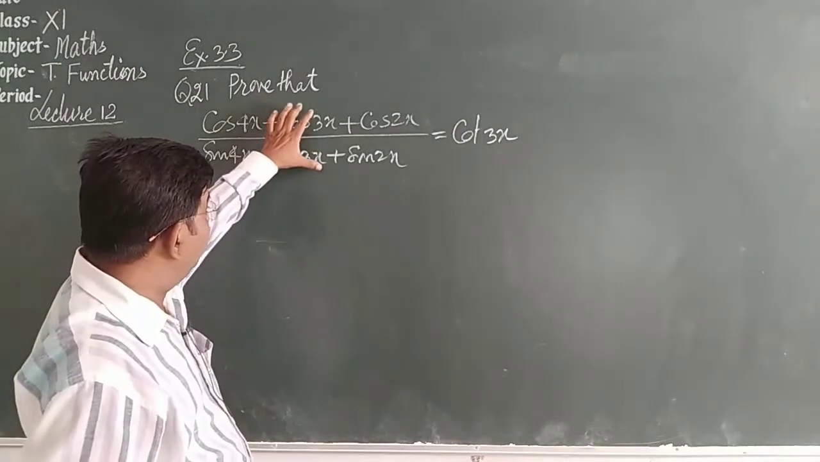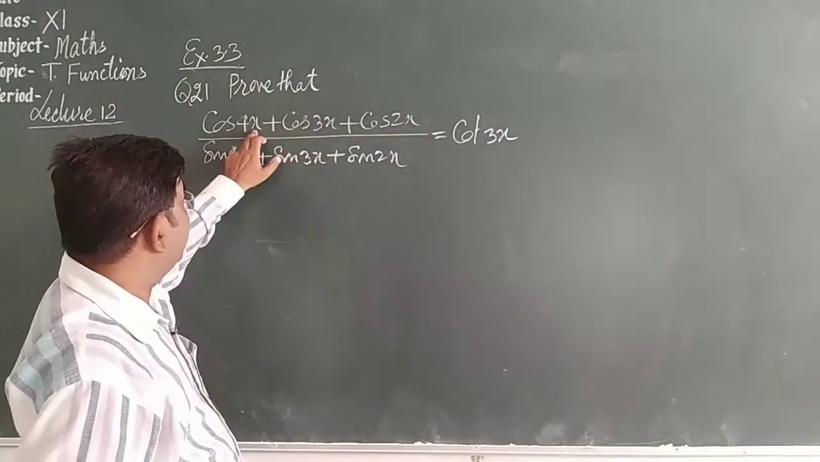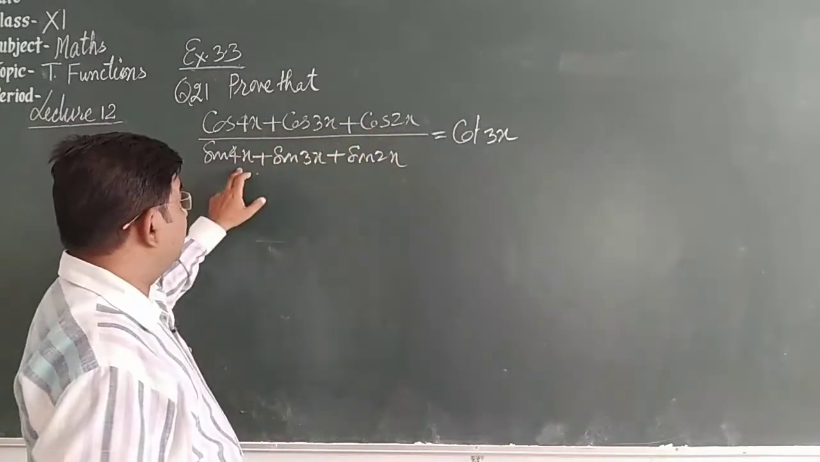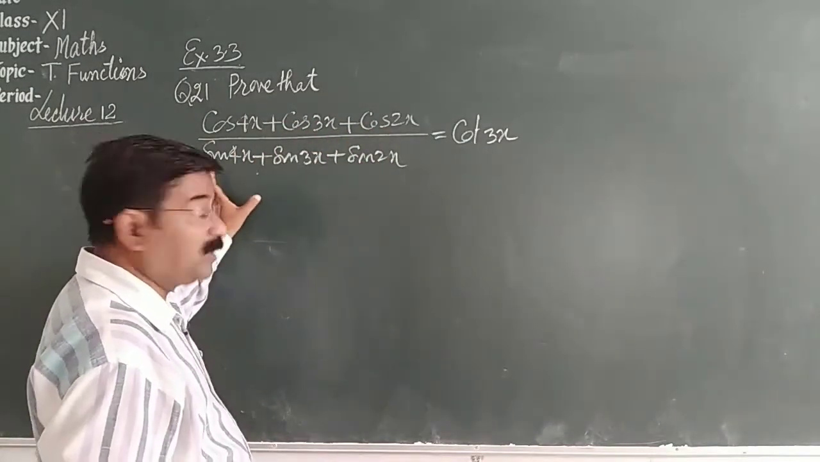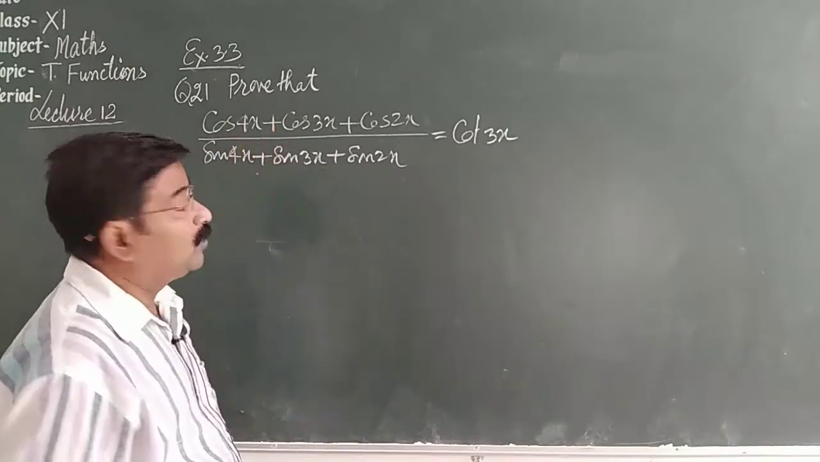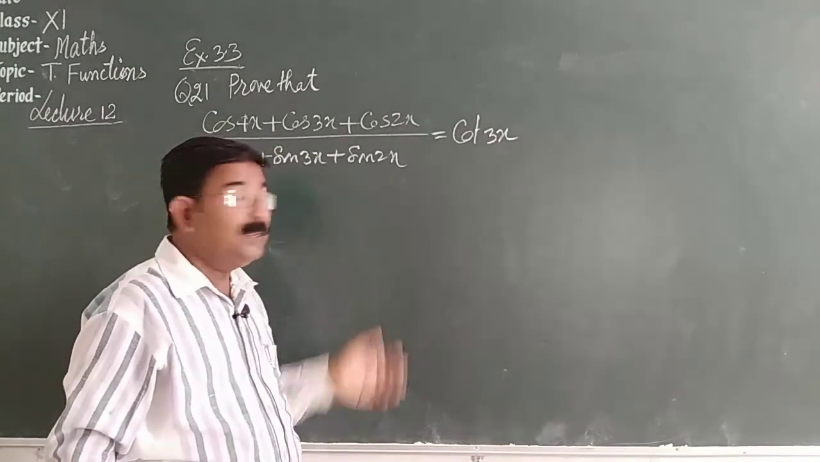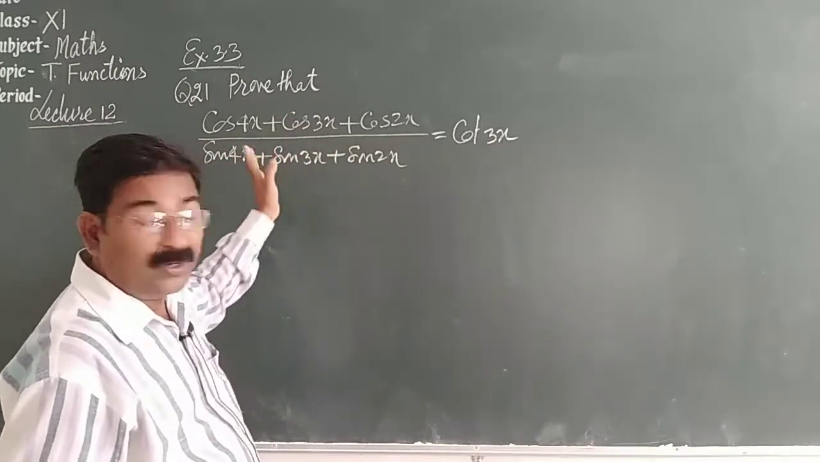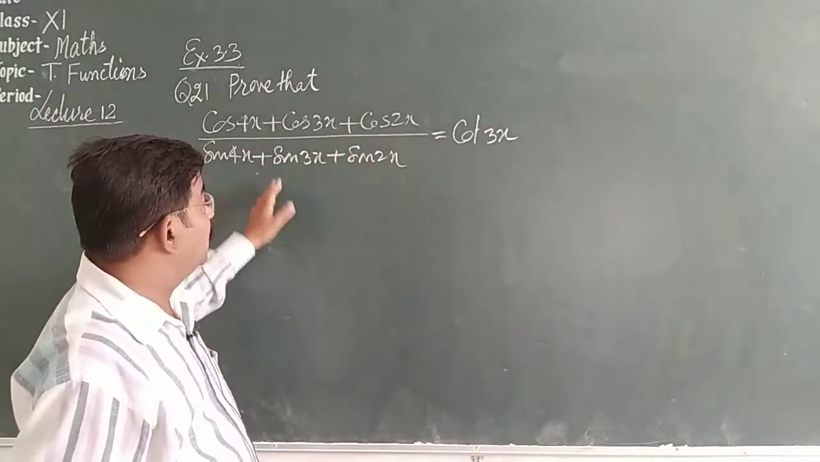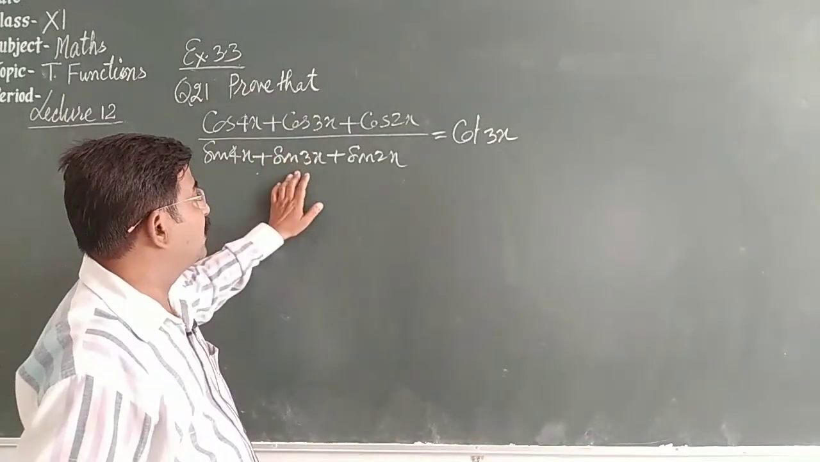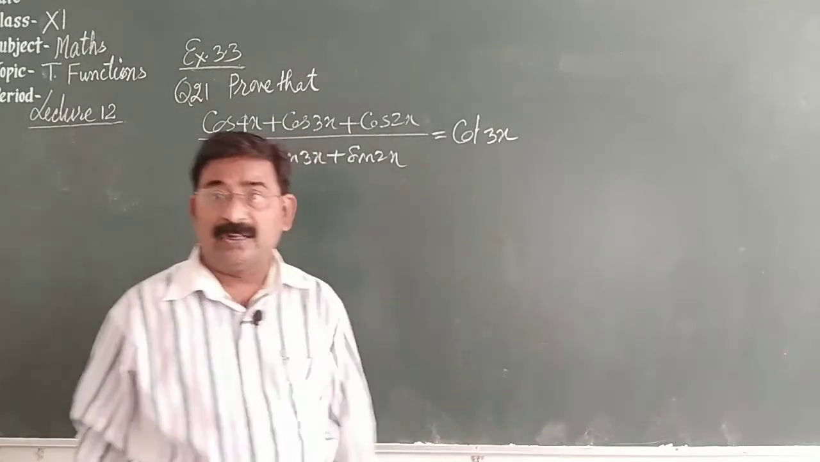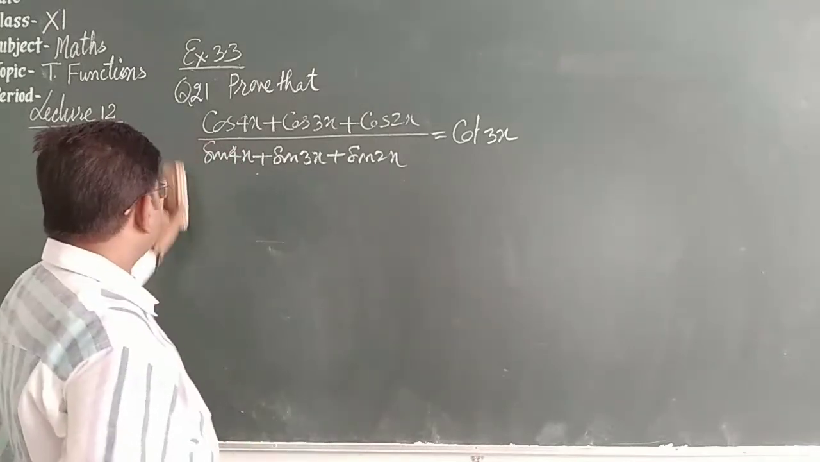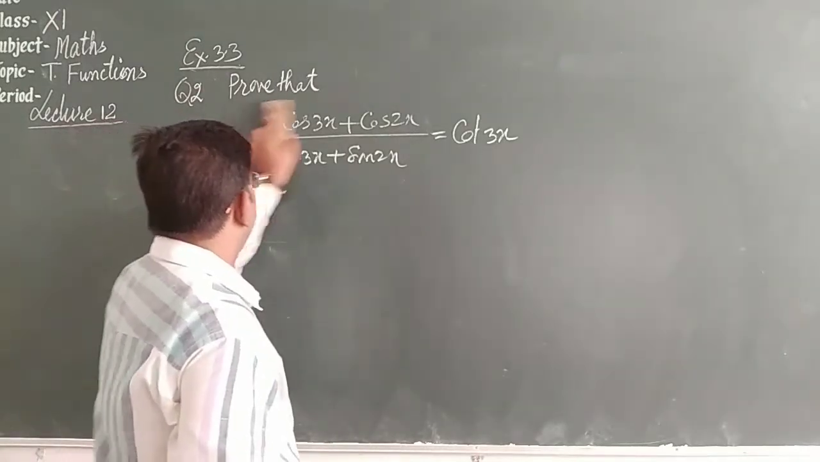So what to do? Leaving these two separate, take cos 4x and cos 2x together, sin 4x and sin 2x together in one bracket, and apply the formula of cos a plus cos b and sin a plus sin b, and you will see that sin 3x and cos 3x are common from denominator and numerator, and the other portion will be cancelled. So finally you will get cos 3x upon sin 3x, that is equal to cot 3x. So very simple question, you will try this question yourself. Got it?